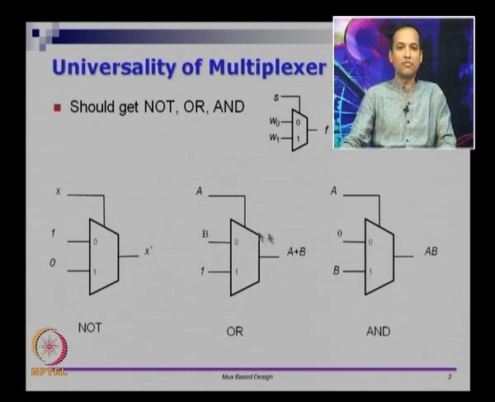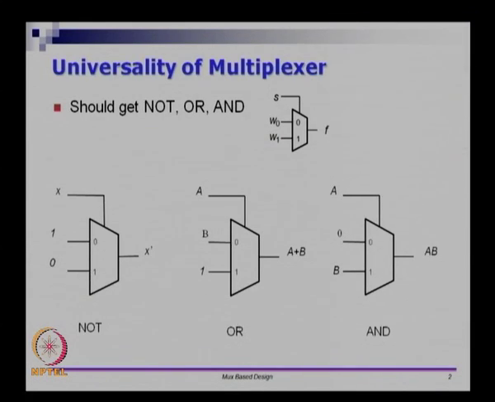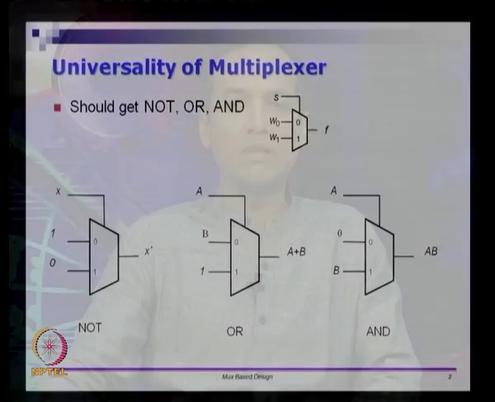You can see that if we are able to implement all the three basic operations NOT, OR and AND, therefore we can call a multiplexer also a universal gate. The notion of a gate need not be just the basic circuit, sometimes gate is also used for slightly more complicated blocks like these. So, a multiplexer is a universal circuit which can do all the three basic operations.